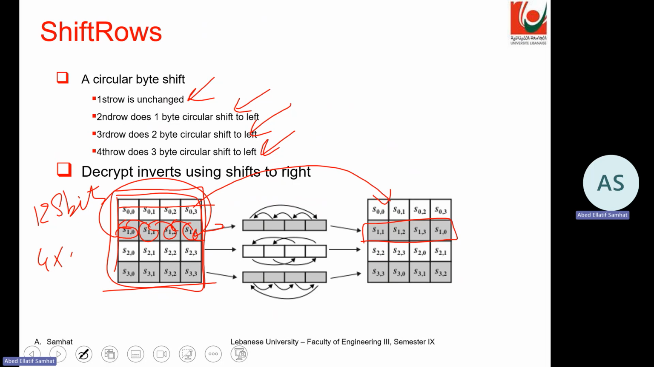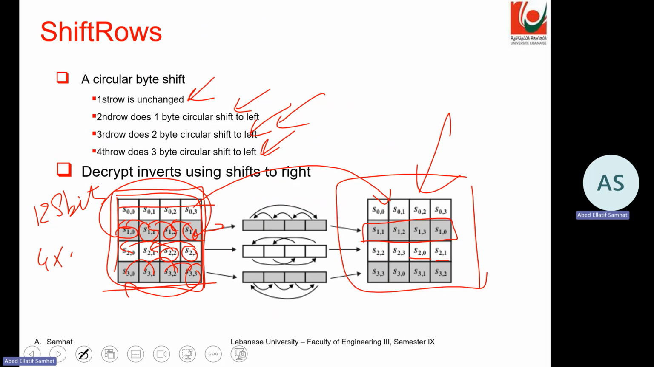And the third row, we will have 2 byte circular shift left. This means that S22 will be here, S23 will be here, S20 will be here, and S21 will be here. And for the fourth row, we have 3 byte circular shift to the left, and in this case, S33 will be here, S30 will be here, S31 will be here, and S32 will be here. And we obtain the shift row.